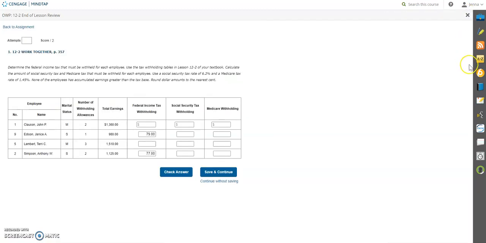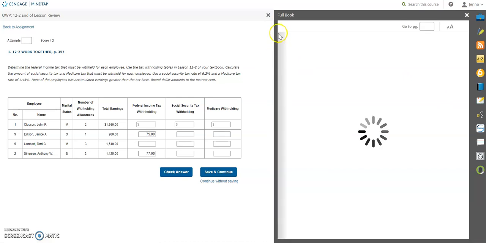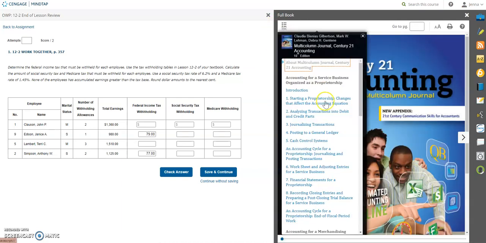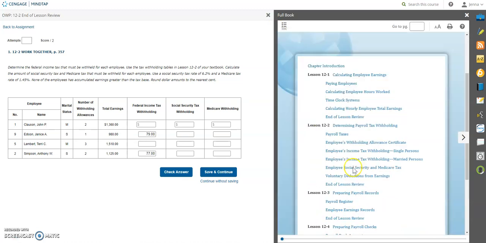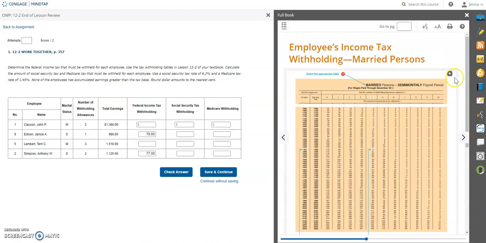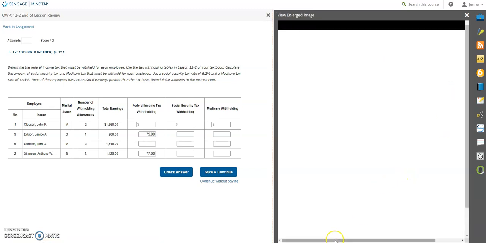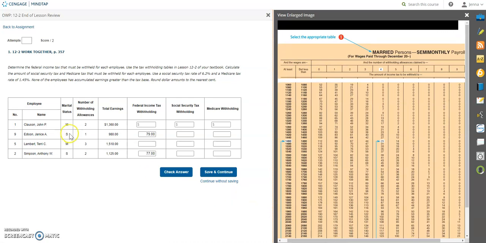Okay, so I'm going to close this one. Oops. I was wondering if that was going to happen. So I need to go back in, and this time I'm going to look at married. When I look at my married table, my first one is John. John made 1,360, so I'm going to find where that is. Here I'm seeing 1,360 at least, but less than 1,380, so he's going to be in this row, and he has two allowances. I'm going to go over to the two allowances column, and I'm looking at $52 for his federal income tax.